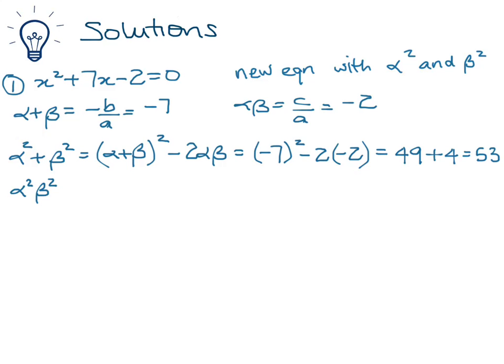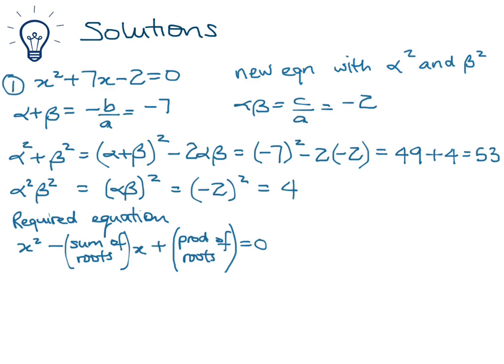And alpha squared beta squared is equal to alpha beta all squared, which is negative 2 squared, which is 4. The required equation is x squared minus the sum of the roots by x plus the product of the roots is equal to 0. So we have x squared minus 53x plus 4 is equal to 0.